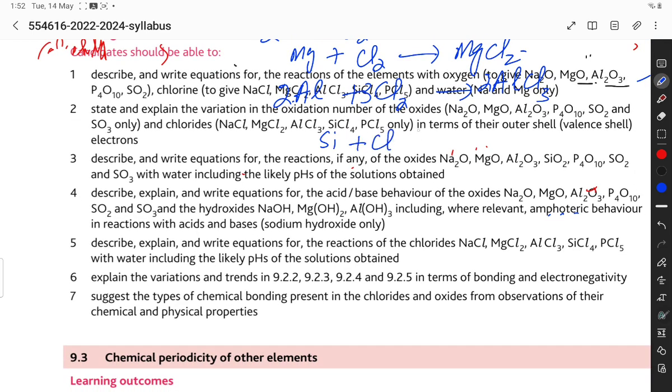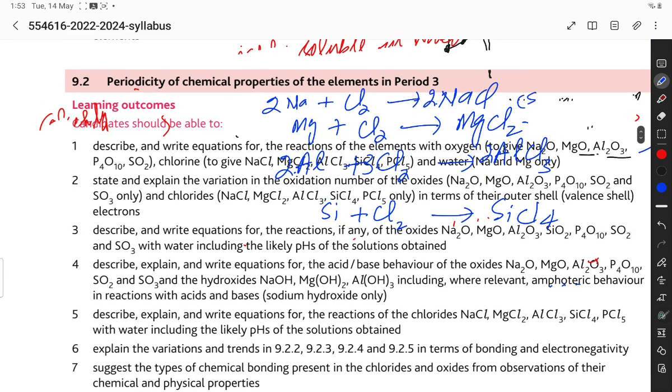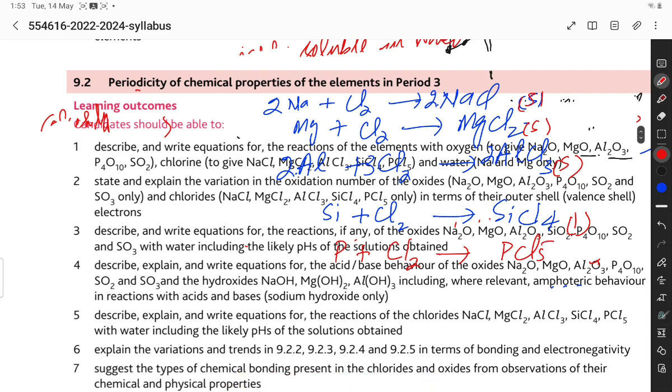Silicon reacts with chlorine to form SiCl4. All these three chlorides are solid, but this one is liquid. Phosphorus also reacts with Cl2 to form PCl5. Two compounds are formed, PCl5 as well as PCl3. P4 plus Cl2 forms PCl3, and these exist in solid state, and this exists as a gas.